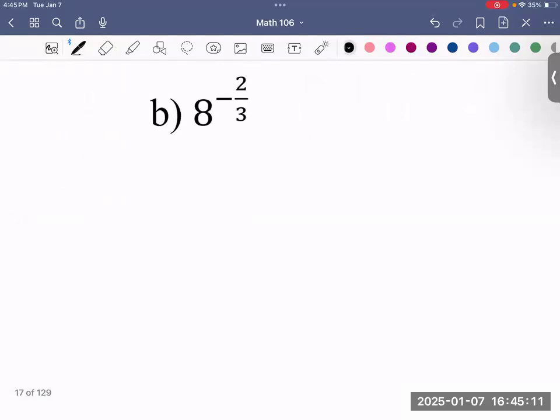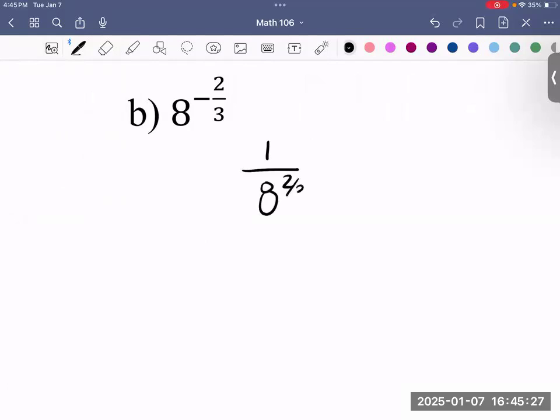Now let's do it again here. Now we actually have two things going on. We have a negative and we also have a fractional rule. So first, let's take care of your negative. So notice that it's located in your numerator. So let's go ahead and put 1/8 to the 2/3 to make it positive. Now we can go ahead and tackle your fractional.